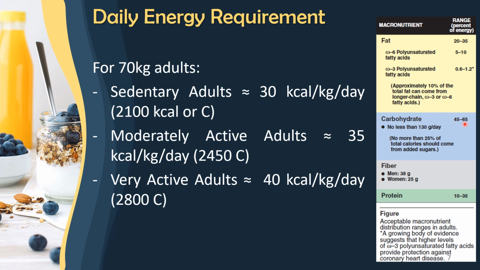Carbohydrate 45 to 65. You see, the major portion of calorie requirement should be fulfilled from the carbohydrate in the diet. While for protein, the percentage is 10 to 35. So I repeat, 20 to 35% of total energy requirement must be obtained from fat, 45 to 65% from carbohydrate in the diet, and 10 to 35% from proteins.